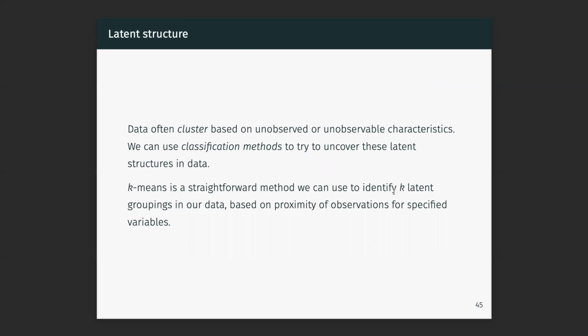K-means is an algorithm that identifies K, where K is an integer, right? So 1, 2, 3, 4. We can use it to identify K latent groupings in our data based on proximity of observations for specified variables. So what we can do is take our data and say, data, I think there are 4 groups in the distribution of these measures. Find them for me. And the K-means algorithm will do just that.